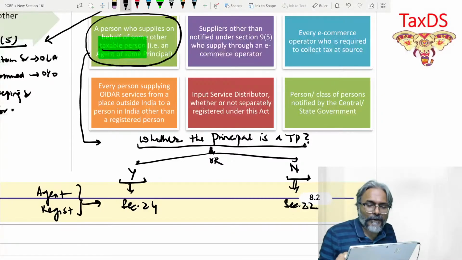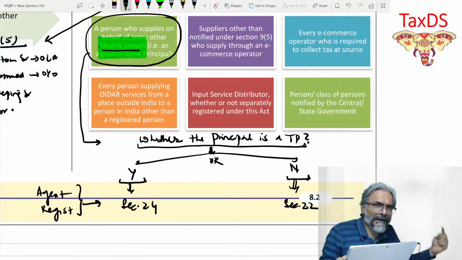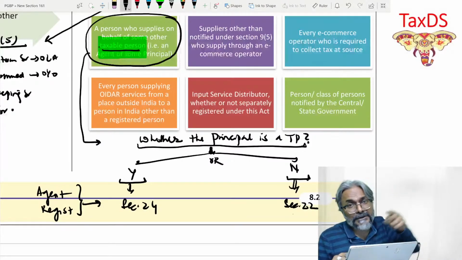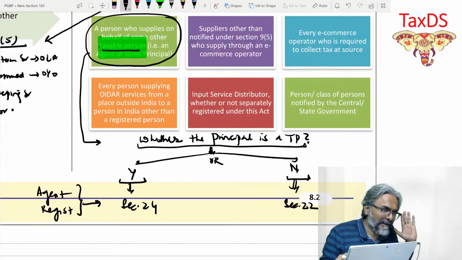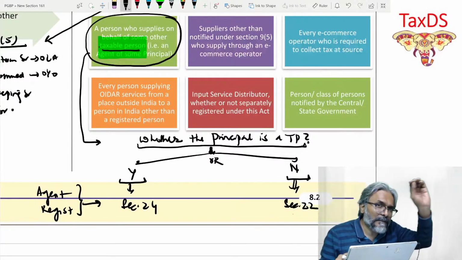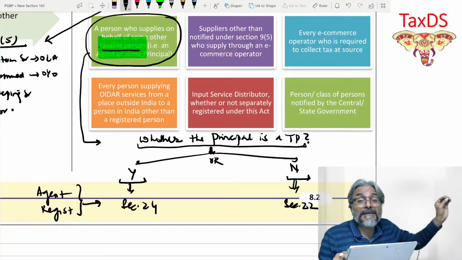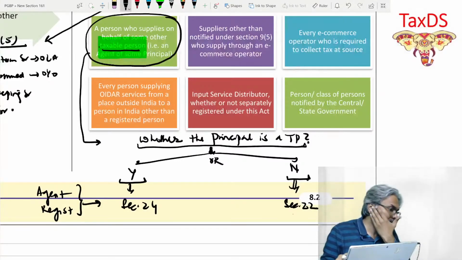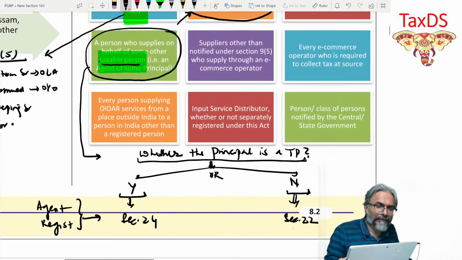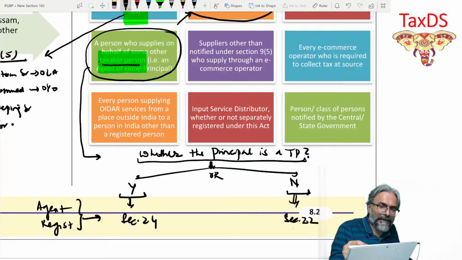This is the game. If your principal is not a taxable person, that is, he is not liable for registration, in such a particular case the Para 3 agent will have to seek registration under section 22, turnover-based criteria. Whereas if your principal is a taxable person, then this Para 3 agent will have to compulsorily register under section 24. Is that point clear to all of you? Now just see the next one.